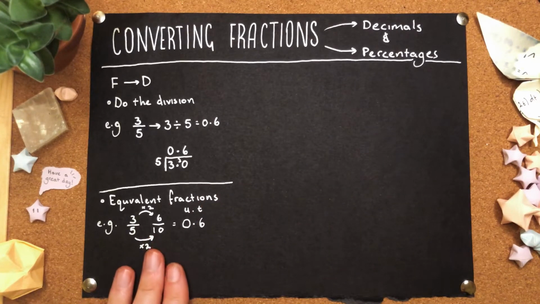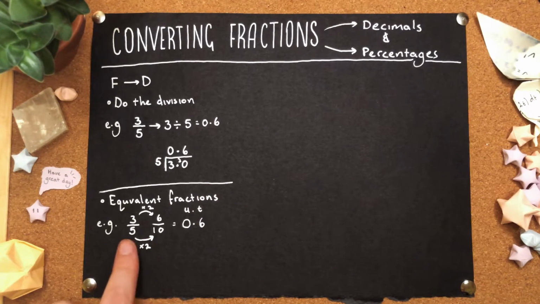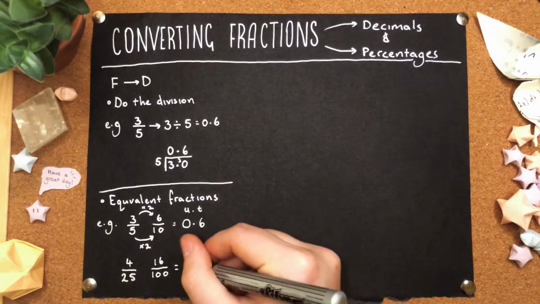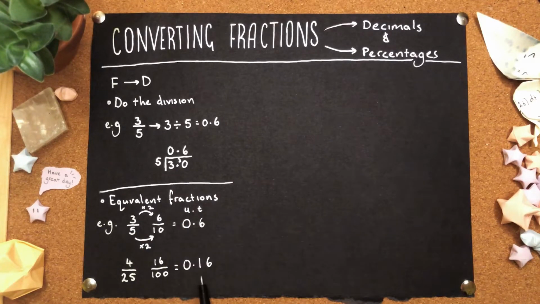This equivalent fraction method works particularly well if the denominator of your fraction can easily be multiplied to give 10, 100, 1,000, like say 4/25. I can scale this up to a fraction over 100. What did I have to times the 25 by? 4. So I do the same to the top and I get 16. And having 16 hundredths, or 16 divided by 100, is going to look like this.